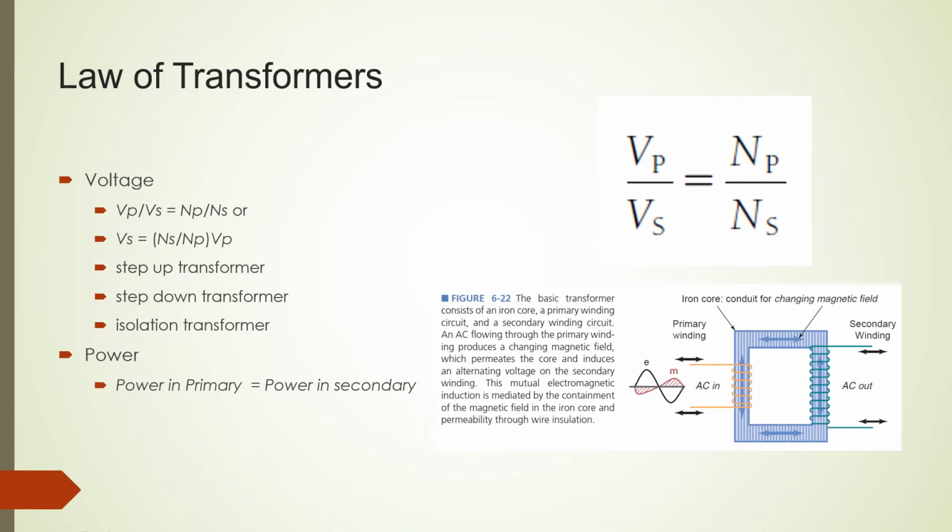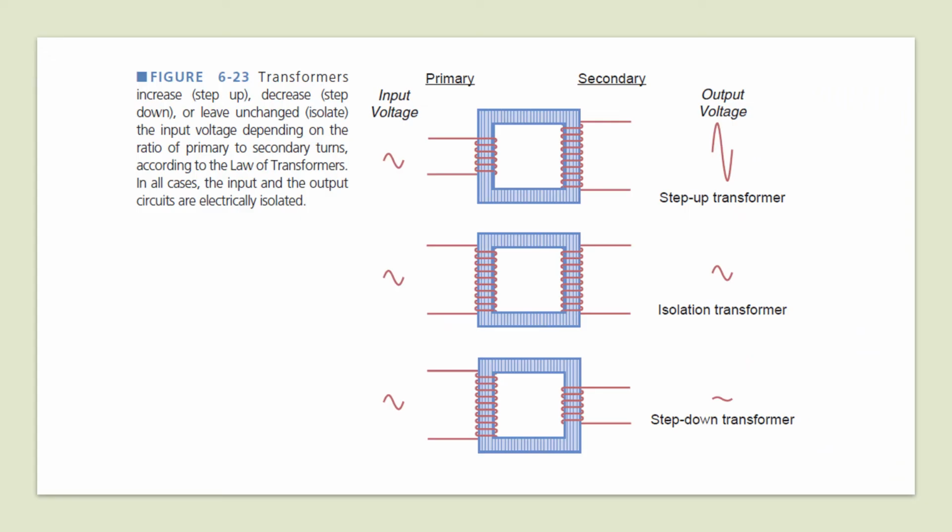This is called the law of transformers. The formula is shown on the top right. Note that the power in the primary and secondary are the same. On the next slide, we shall look at the types of transformers. There are three main transformer arrangements.